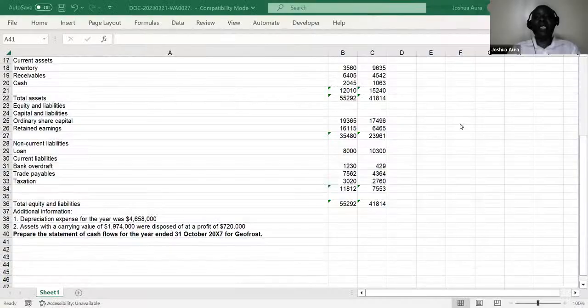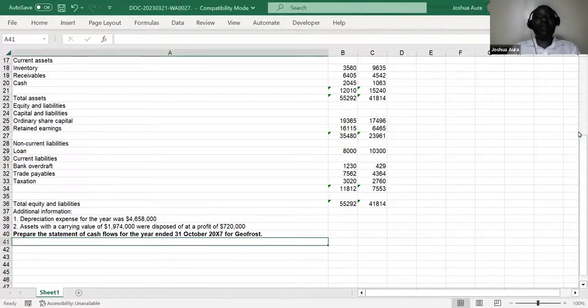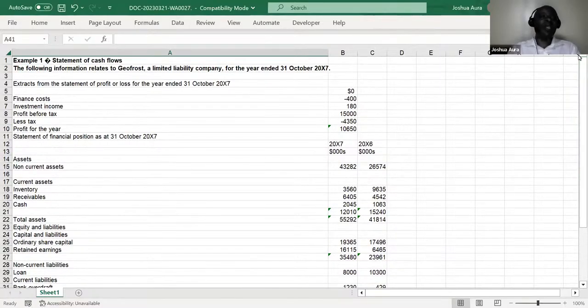Here, cash flow question. What they have done, this will be given to you in the exam. It will be given in an Excel worksheet, so your work becomes really very easy. They've given us an example statement of cash flows. The following information relates to Lifer, a limited liability company, for the year ended 31st October 20X7.